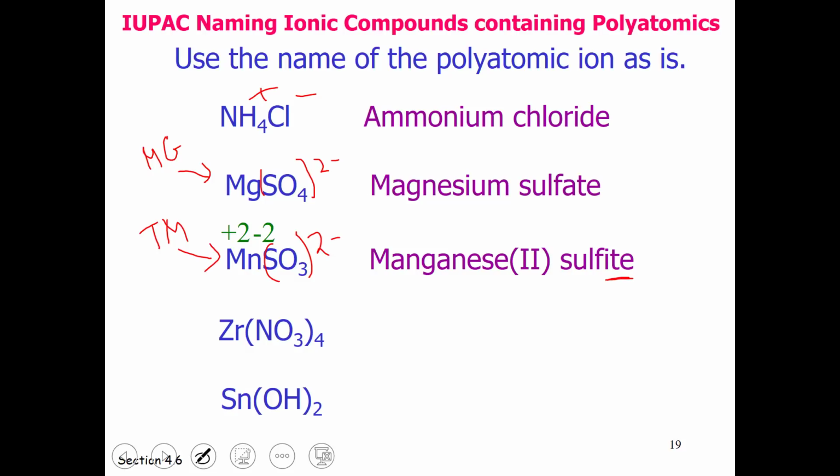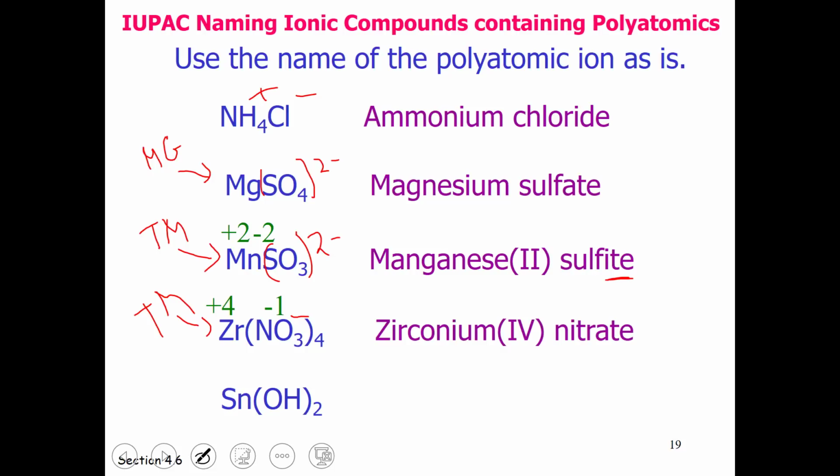Next one, NO3. NO3 is a polyatomic ion with a 1- charge that has the name nitrate. And zirconium is, of course, a transition metal. So I would have to say that if there's 4 nitrates with it, it's probably got an oxidation state of +4. So we should call that zirconium 4 nitrate.